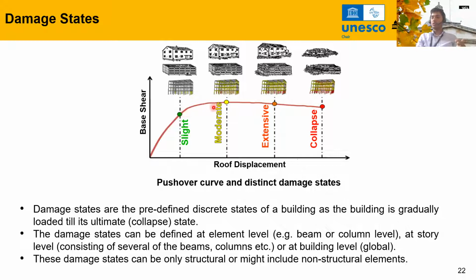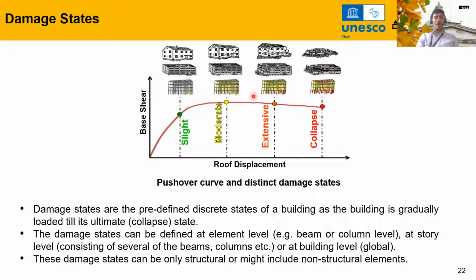After you pass this point, there is less chance that your building will return to its original position. So that's the slight damage state. The moderate damage state is where many of your structural elements have formed cracks or a little bit of bending in the rebars, but there is no significant damage. You could still repair your building. So we can say this moderate damage state is where I can repair my building.